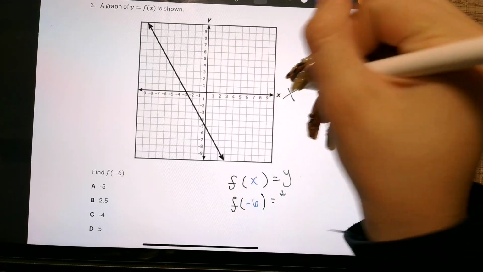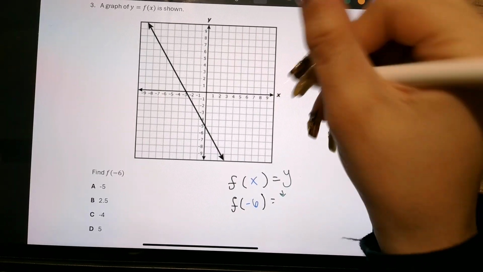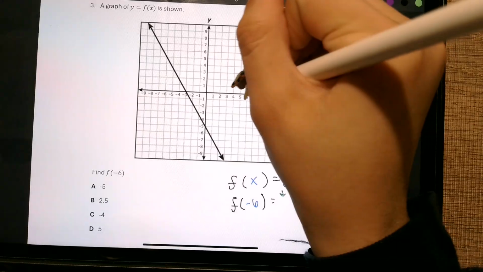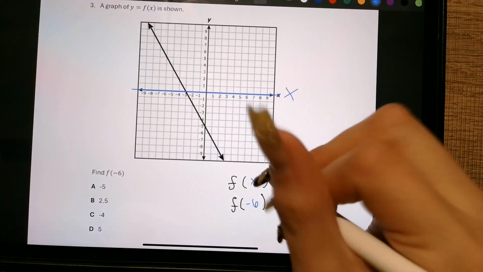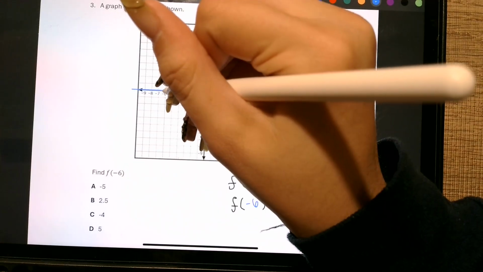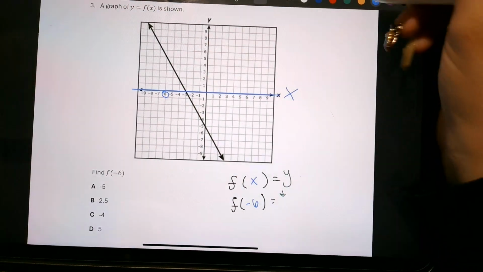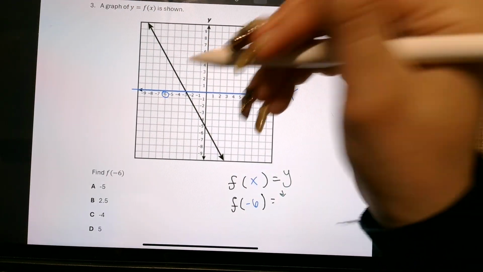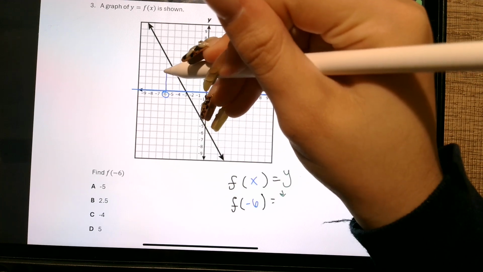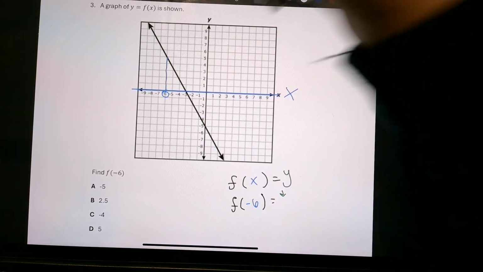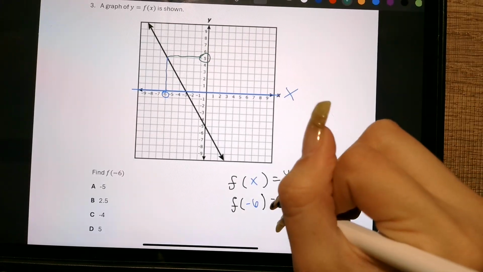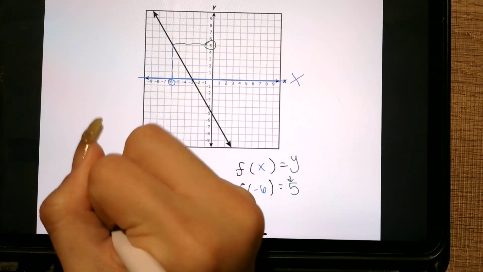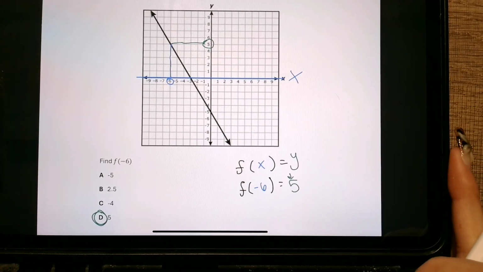So I'm going to look at my x-axis. Here's my x-axis. And I want to know when it's negative 6 on my x-axis, what is my y? So we come up till we hit the line. And then let's see, what is the y? The y is 5. So our answer would be D.